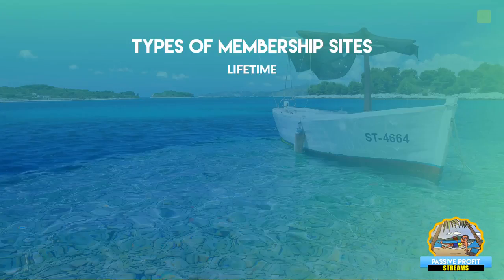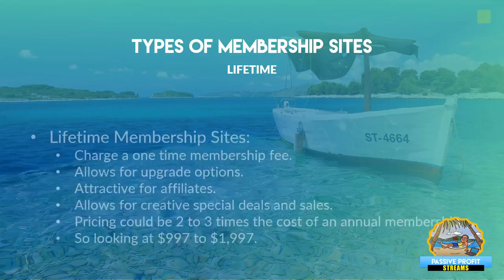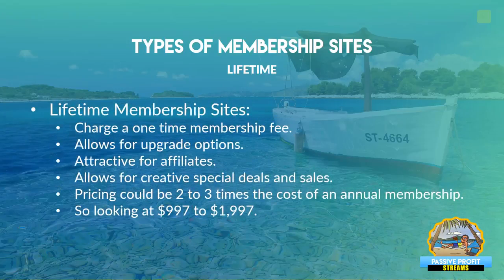And of course, the lifetime customer, that's a charge of a one-time membership fee. You're all in. It allows for upgrade options still, but it is attractive for affiliates because, again, this starts to get up into the higher tiers of offering prices.